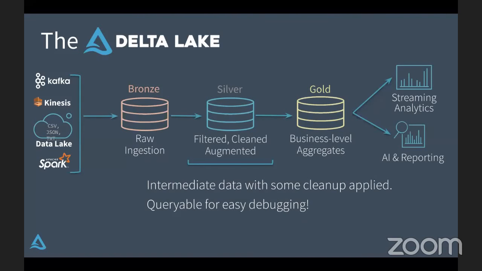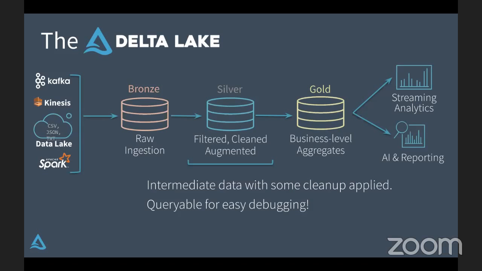As we noted with silver, you've got intermediate data with some cleanup applied. It's queryable for easy debugging. So for example, if you are a data scientist and you don't necessarily want to work with the business level aggregates, but you want to go one level deeper or more detailed, you can potentially just run your analysis on the silver data. This is also common for debugging.